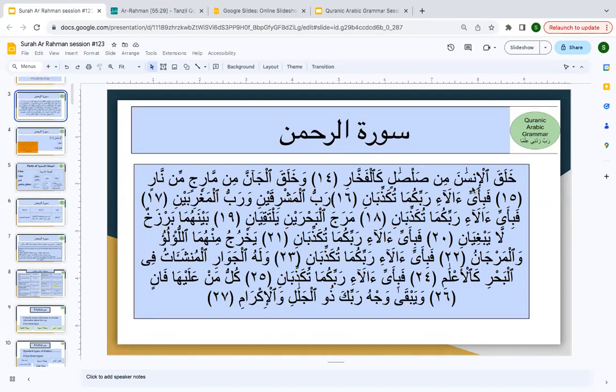You don't see any doer. Do you? You don't see any doer. Just like first khalaqa, the doer is damir mustatir huwa. Damir mustatir huwa is the doer.